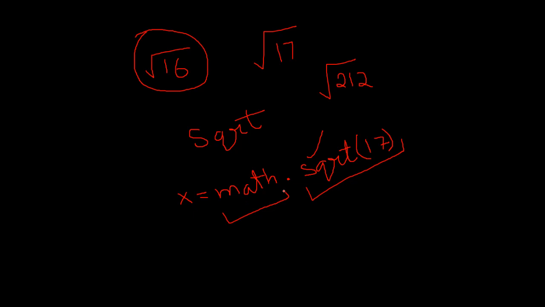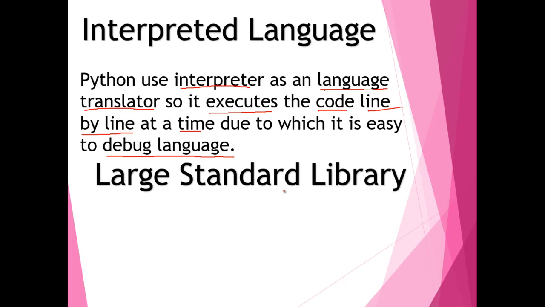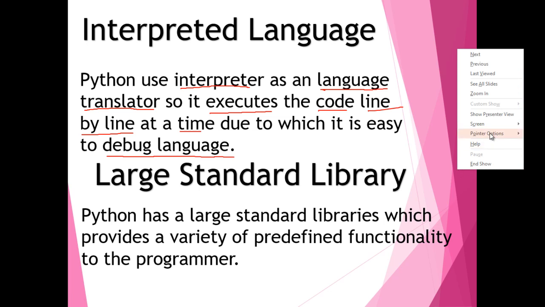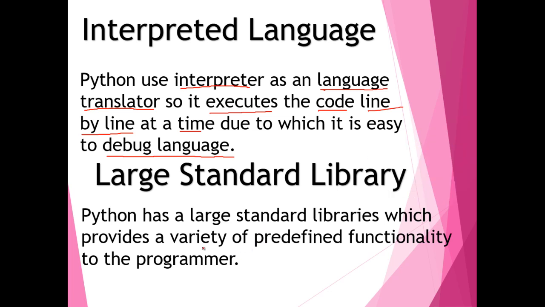We will discuss it later on also, but I have used it just to give a small indication of what the small libraries mean. This is just one function, one option present in the math module. There are ample modules available in Python, and every module has many functions in it. So standard library means Python has a large standard library which provides a variety of predefined functionality.